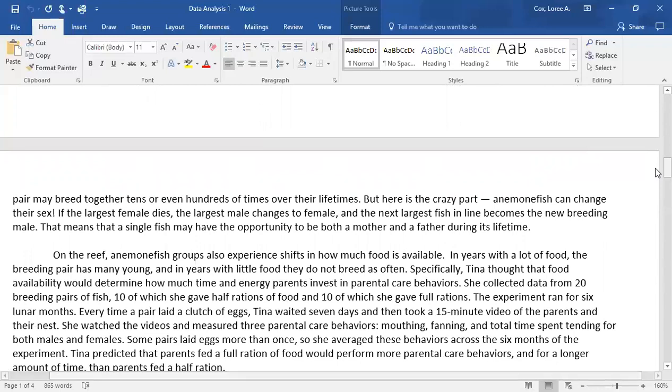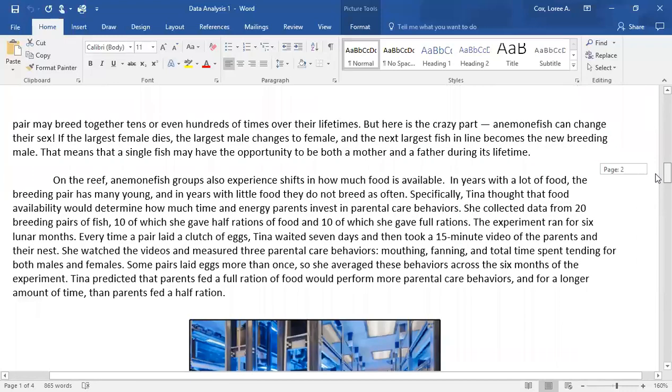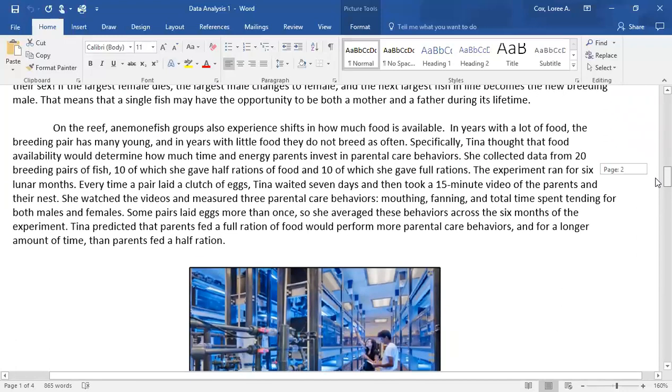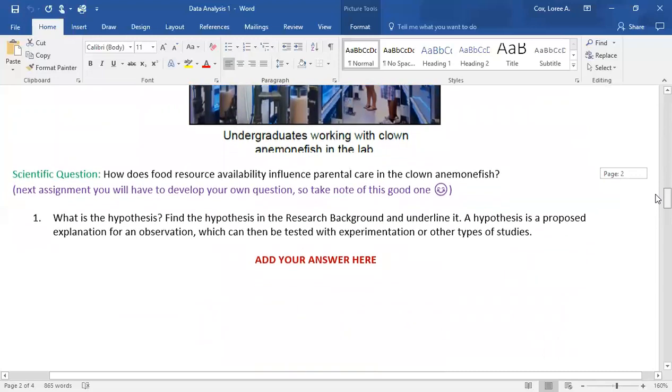And it goes into how the males can step up and become females, and then it goes into food availability. So fish also experience shifts in how much food is available. Some years there's lots and they have many young, and some years there's not. So Tina did some research on the fish, and then we see her data here below.